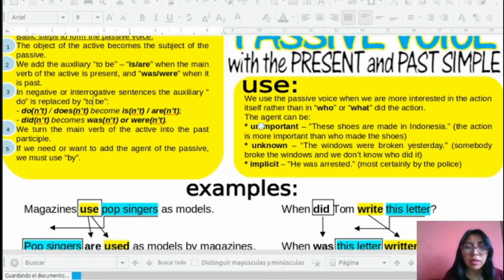Or maybe the agent can be implicit. He was arrested. Okay? In this case, you already know who arrested him. Okay, most certainly by the police. It means you can say he was arrested or he was arrested by the police.